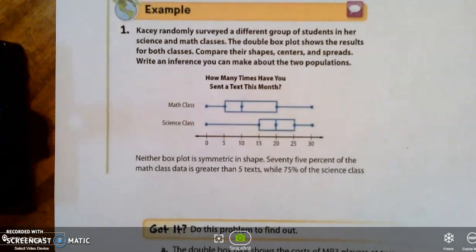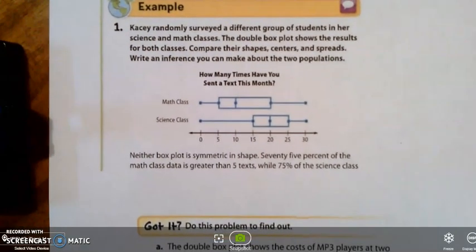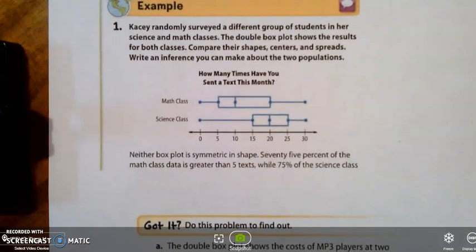Okay, so when we look at this, we're going to write out a couple things about this. It says, Casey randomly surveyed a different group of students in her science and math classes. The double box plot shows the results for both classes. Compare their shapes, centers, and spreads. Write an inference you can make about the two populations.